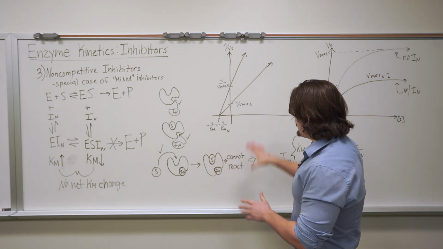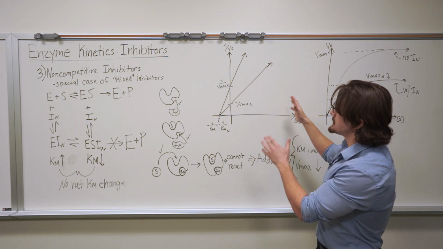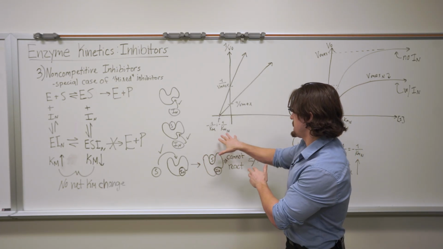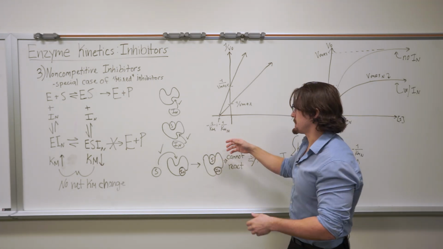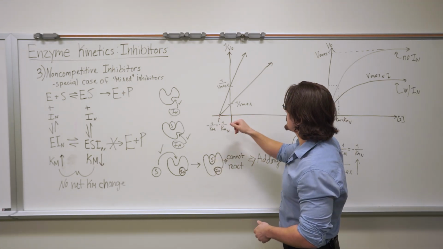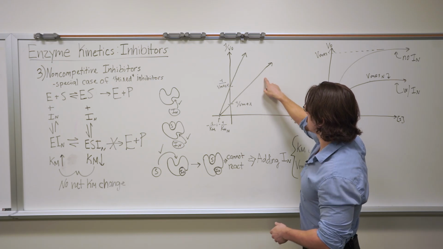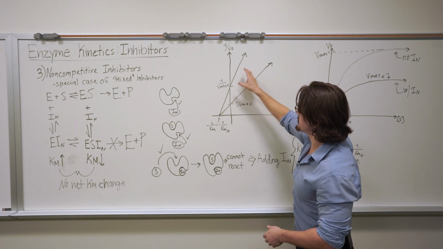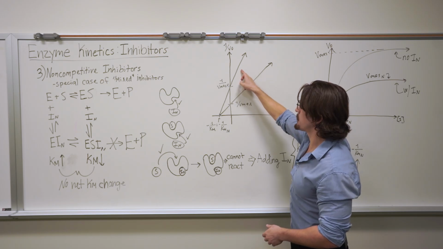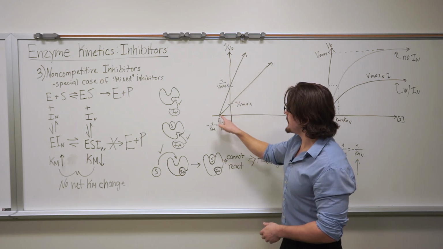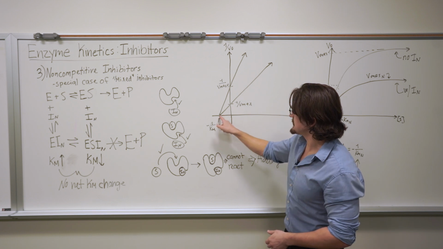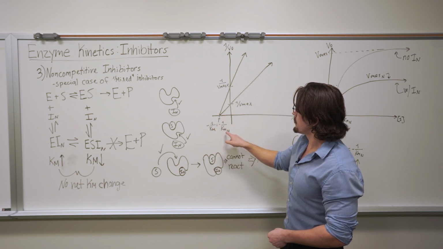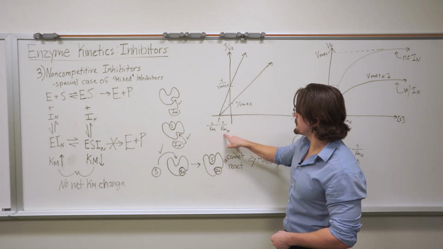Now, if we look at the Lineweaver-Burk plot and see how this is affecting things, we've already established that the Km doesn't change. There's no net change in Km. And we can see that on the plot because this curve here, which corresponds to no inhibitor, and this curve here, which corresponds to a non-competitive inhibitor being present in the same reaction, both intersect the x-axis at the same point. So negative 1 over Km is equal to negative 1 over Km in the presence of the non-competitive inhibitor.